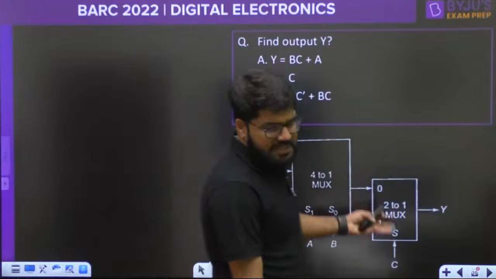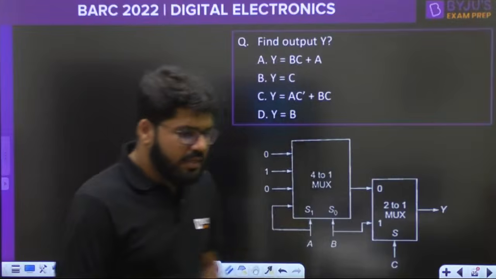Find the output Y. It's just the cascaded multiplexer. That's also the simple case.